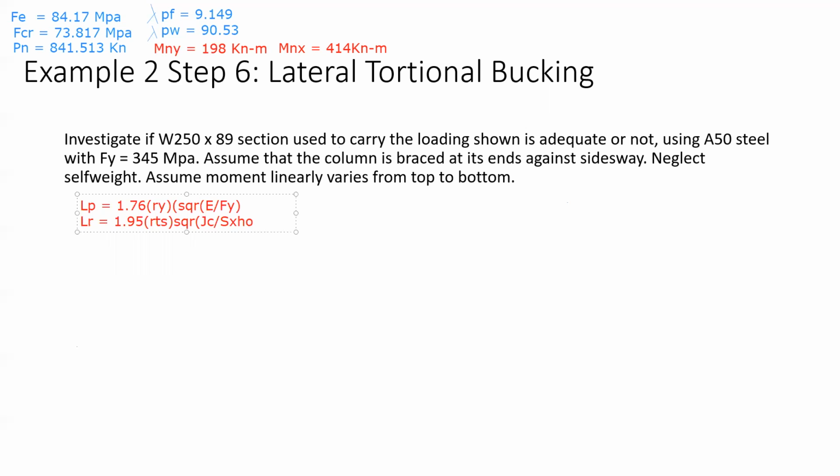Sx ho times the square root of 1 plus the square root of 1 plus 6.76 times 0.7 Fy Sx ho over E Jc quantity squared, and lahat yan under this whole square root, initial square root. Okay.